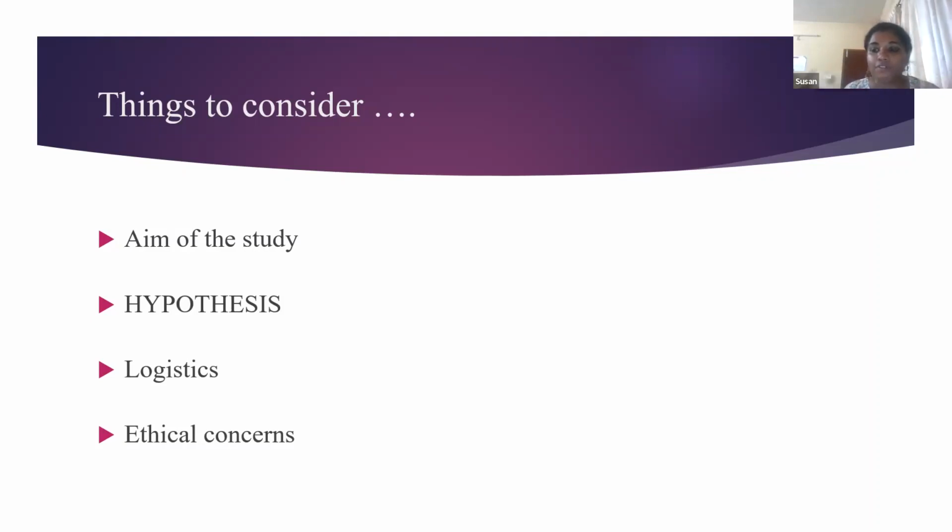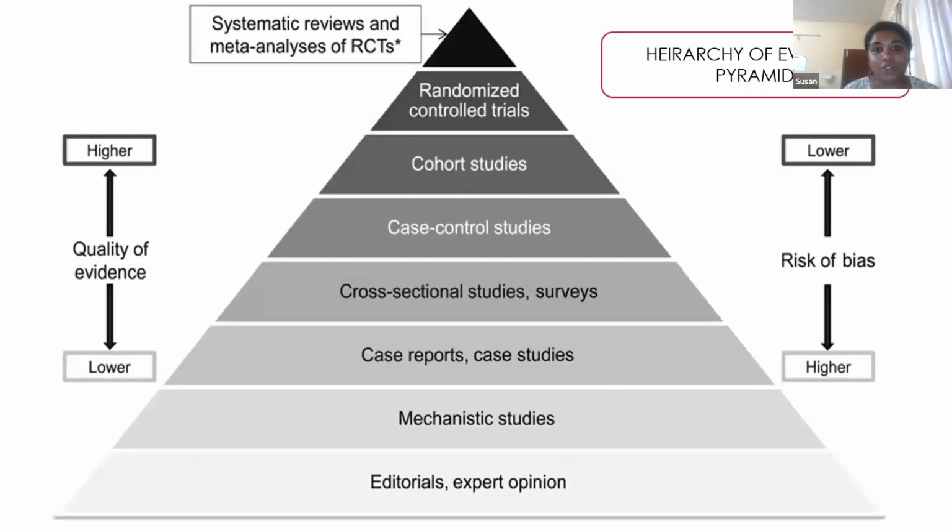That is how we find, from our aim, what kind of hypothesis we are trying to generate. Then the logistics: we may want to do randomized trials, but we may be the only person with a hectic department, so maybe we should go for observational, analytical. So what resources we have in hand, and ethical concerns, are definitely very important, especially in today's age.